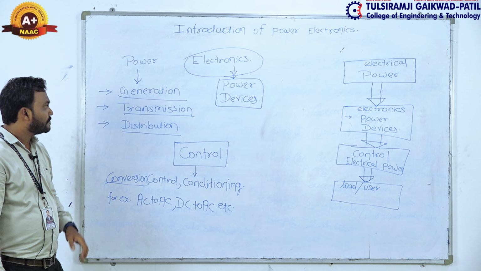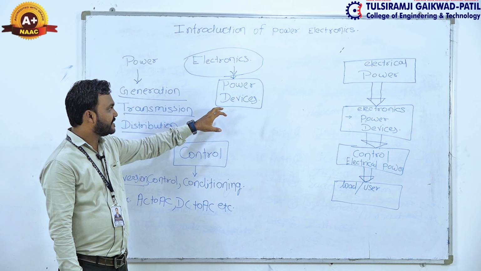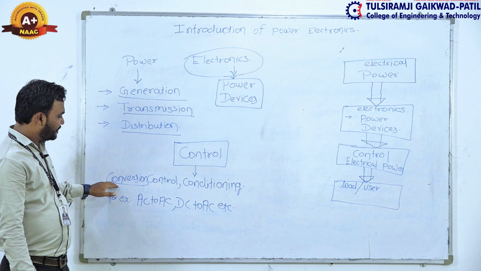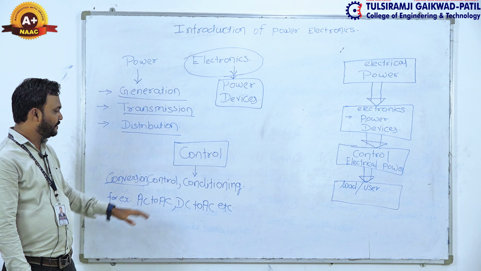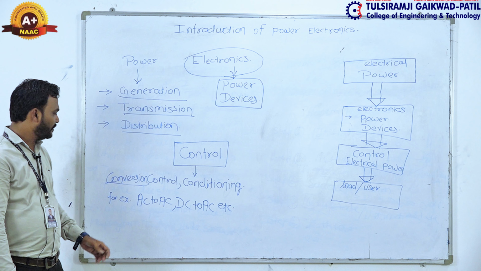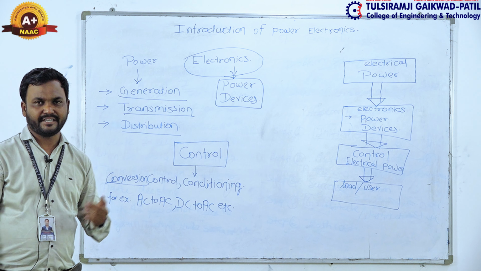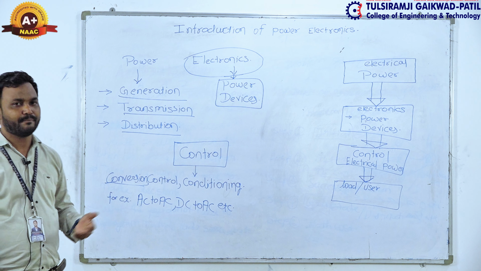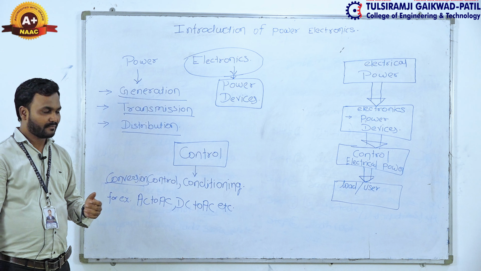Now, the basic importance, feature or functionality of these power devices is, first, conversion of this power, second, control of this power, and third, conditioning of this power. For conversion, we use rectifiers to convert AC into DC, as well as inverters and choppers. There are different types of conversion techniques that we are going to understand in this subject later on.